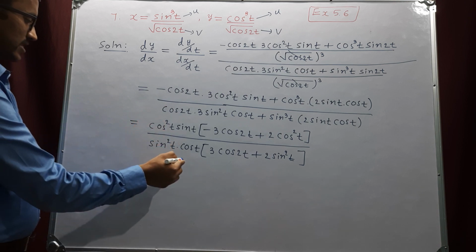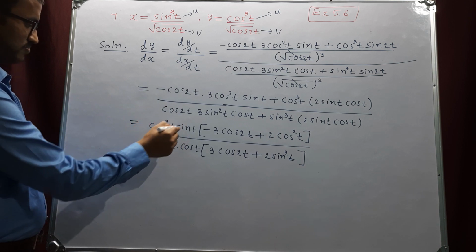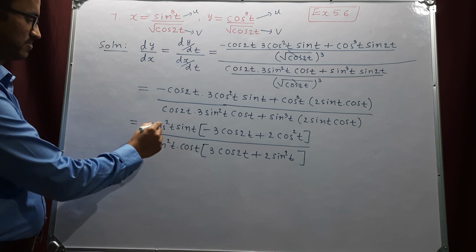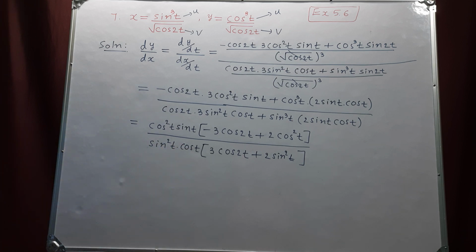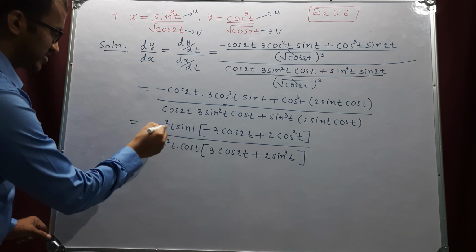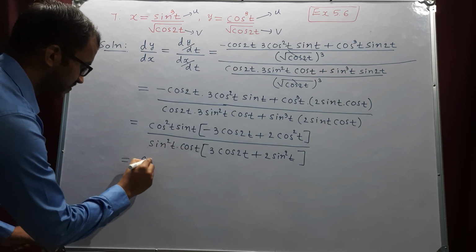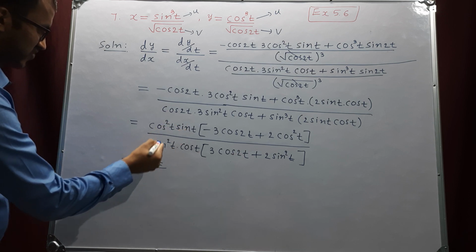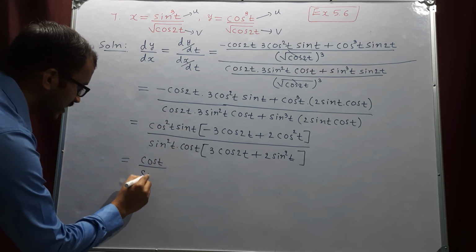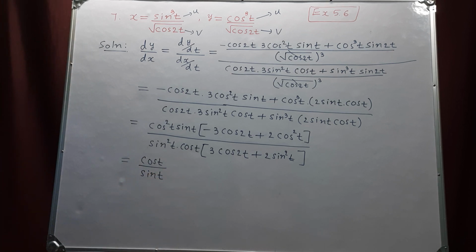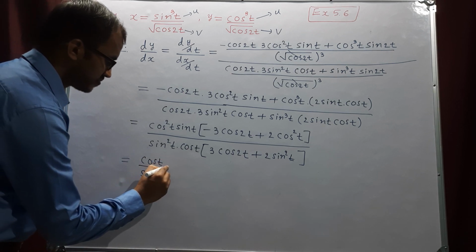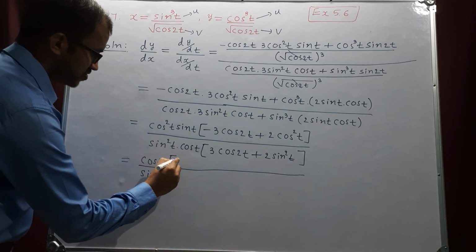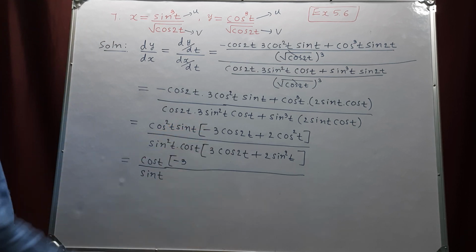So from this I can cancel 1 sin t from both numerator and denominator. Similarly I can cancel cos t from numerator and denominator. So that is equals to cos square t by cos t means cos t, here, sin t by sin square t, that is sin t in the denominator, into so minus 3 cos 2t.